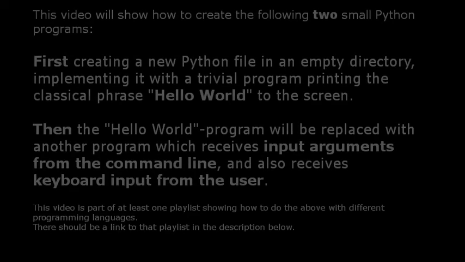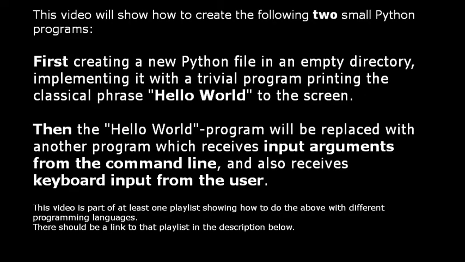This video will show how to create the following two small Python programs. First, creating a new Python file in an empty directory, implementing it with a trivial program, printing the classical phrase "Hello World" to the screen. Then the Hello World program will be replaced with another program, which receives input argument from the command line and also receives keyboard input from the user.